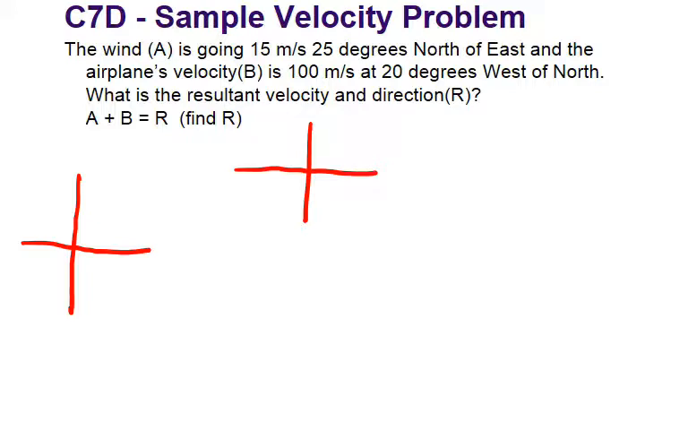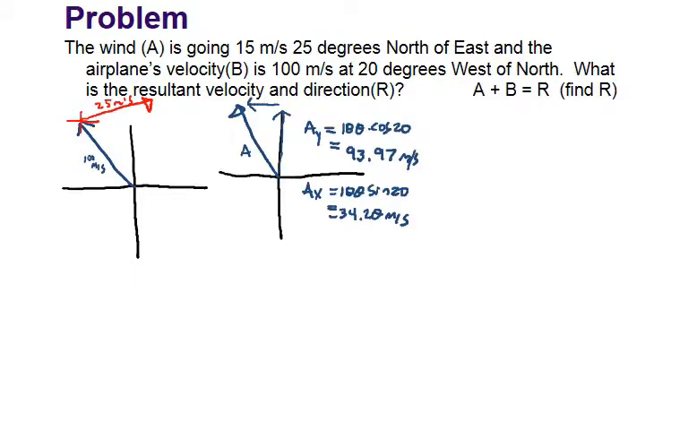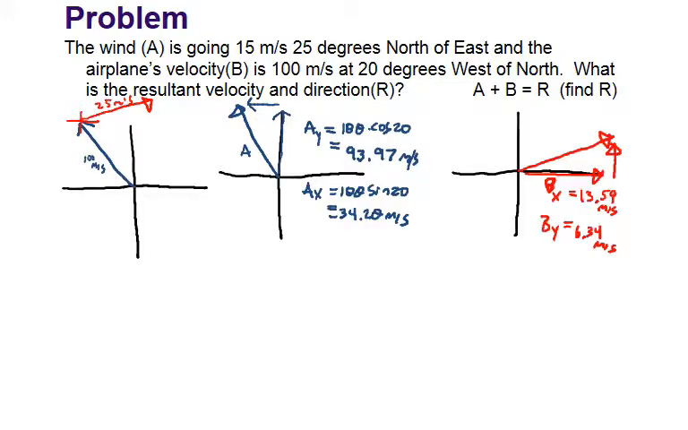So make sure you do each step, you work out each vector, and get each part, and then determine it. So go ahead and pause, and you can go from there. Okay, so we break up vector A into the x and y. So we have a y vector 93.97, and then an x going in the negative 34.2. For our airplane's velocity, vector B, we get an x velocity of 13.59 and a y velocity of positive 6.34.